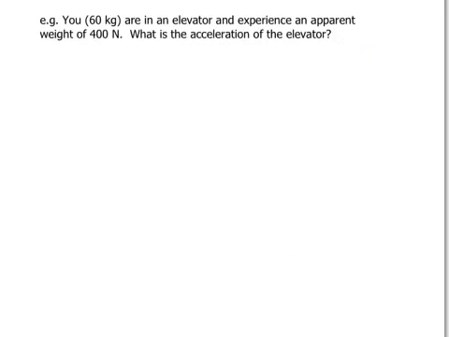In this example, you're in an elevator and experience an apparent weight of 400 newtons. What is the acceleration of the elevator? So we have the same free body diagram. The force of gravity is pulling you down, whereas the normal force is pushing you up. Again, the same net force equation, F net equals Fn plus Fg. Remember, always substitute ma with F net.